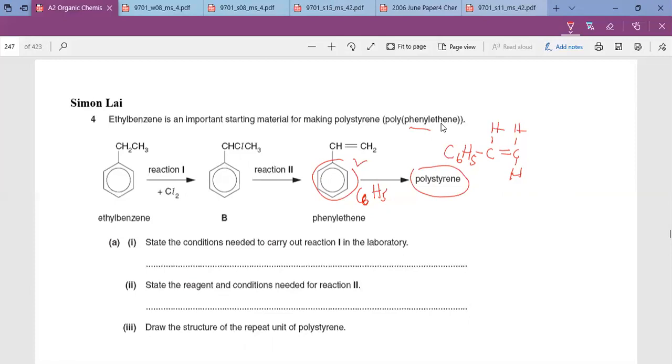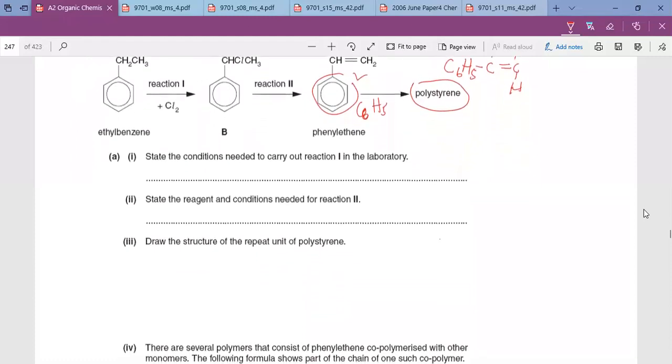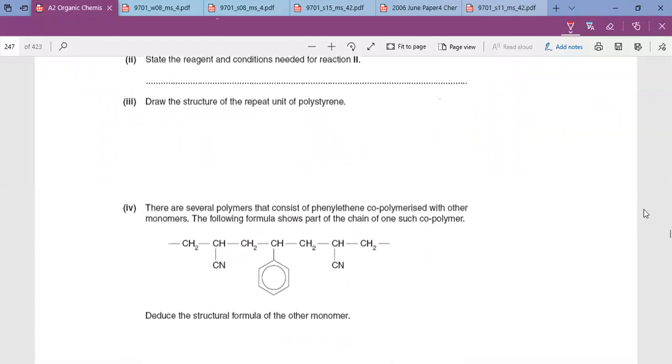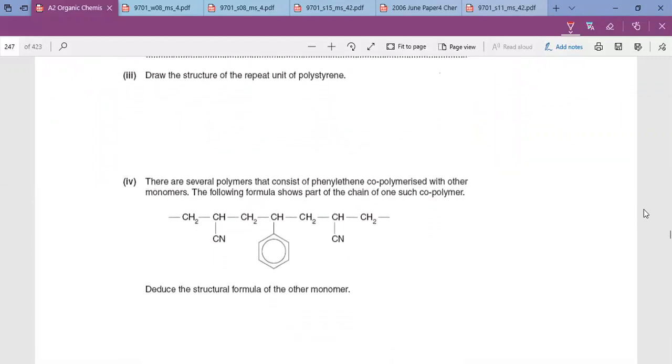Okay, now here you can see down here they ask you. Draw the structure of the repeat unit of polystyrene. Famous question there. Nothing difficult about this. Okay, draw the structure of the repeat unit. Only a repeat unit. Now, of course, if you find it difficult, if you didn't practice, then you can do the whole process of polymerization. But you don't have to. Okay, let me draw the whole thing for you, for those of you who are gurus.